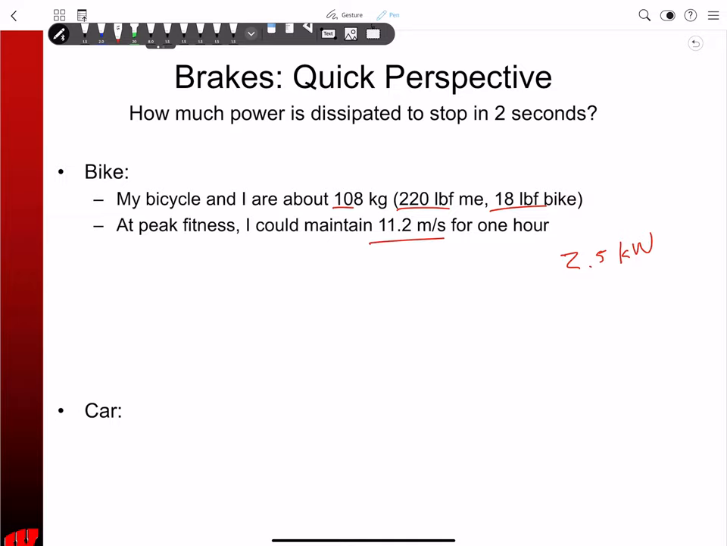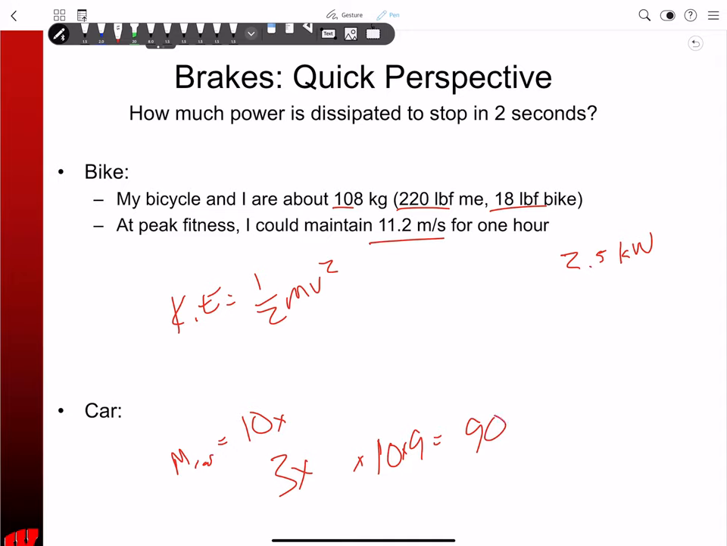Now a car, right, so this is 108 kilograms, 220 pounds. A car is easily 10 times that. Car equals 10x. And the speed, 25 miles an hour, now let's say people are driving around 75, so speed is 3x. Kinetic energy equals 1/2 mv², so it's 10 times 9 equals 90 times. So the amount of energy that I need to dissipate from the brakes to stop from 75 miles an hour down to zero in 2 seconds is 90 times, so 1800 kilowatts.